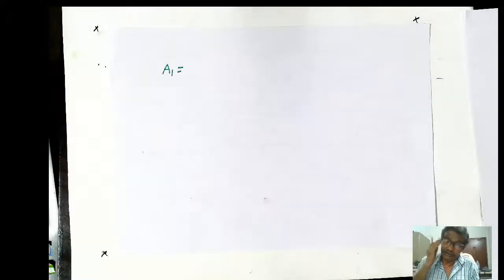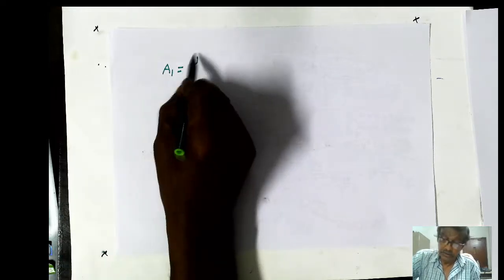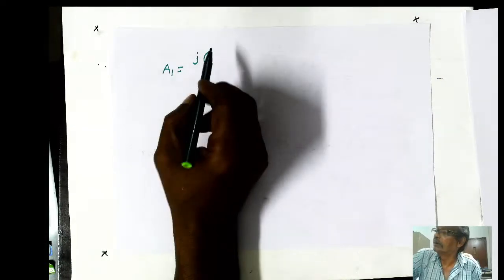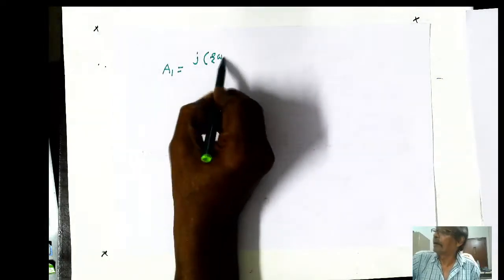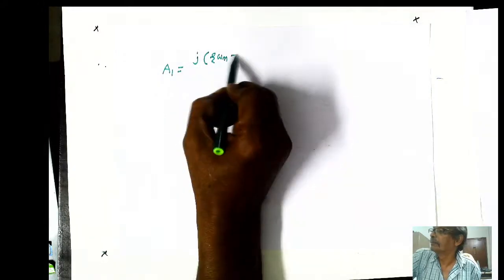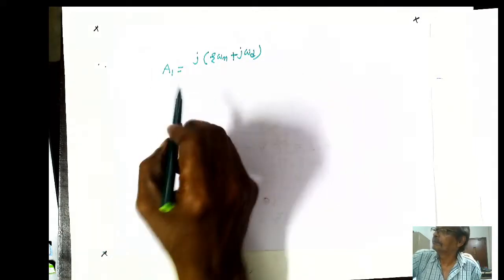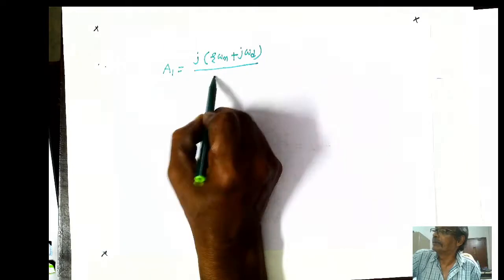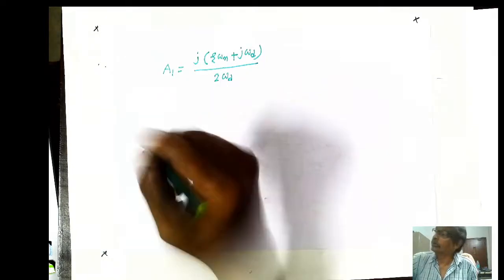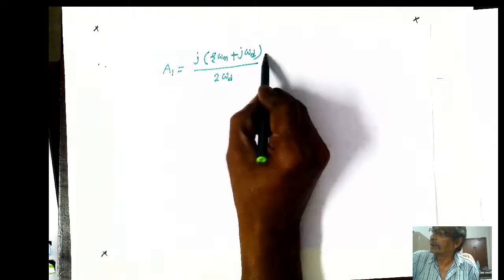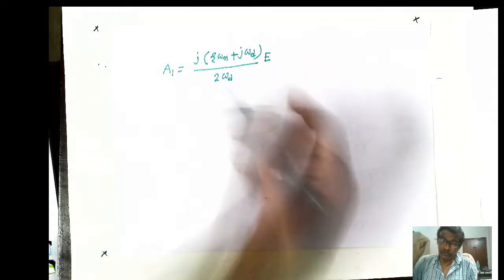A1 you will get, hopefully it is correct, you can cross check it by doing algebra, by method of elimination or whatever it is. It will come out to be j into zeta omega n plus j omega d divided by 2 omega d and into E, where E is the battery voltage. That's how it will come out to be.